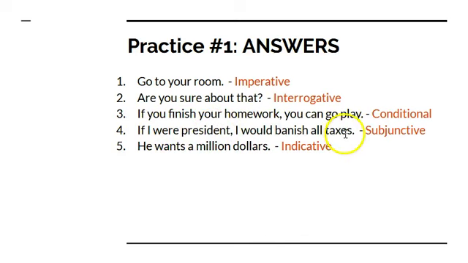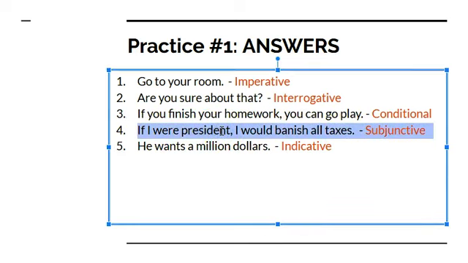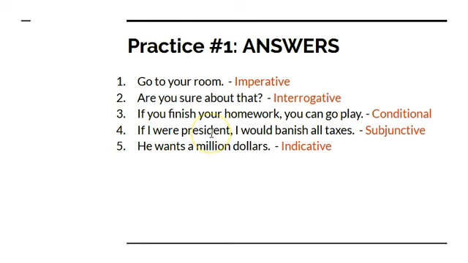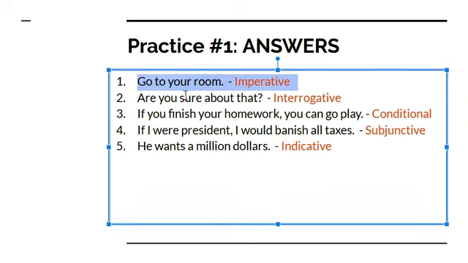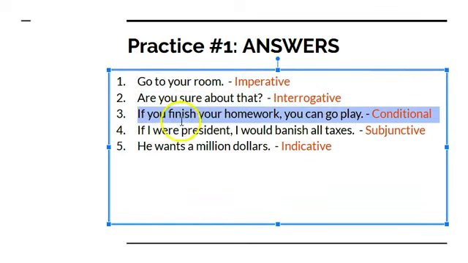If I were president, but I'm not and I can't be because I'm too young, I would banish all taxes. Now technically this one's super subjunctive because not only am I not the president and I won't become that, but this is super unlikely to ever happen, so it's definitely subjunctive. He wants $1 million. Fact. So it's indicative. So remember, think about commands, questions, only possible under certain conditions, totally unreal or a wish, and fact.